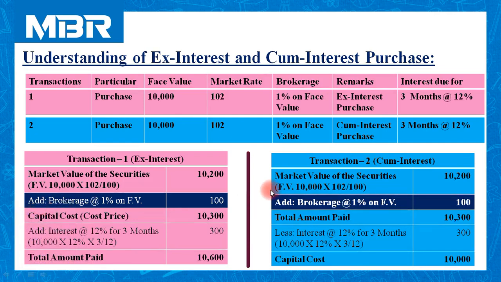I hope everybody is clear with the calculation of X interest purchase and cum interest purchase. I just want to draw your attention. Calculation of purchase and sale remain same. Only the effect of brokerage is going to change. In case of purchase, we need to add brokerage. In case of sale, we need to deduct the brokerage. Rest of all other items remain same. So be very much clear for these kind of calculations.